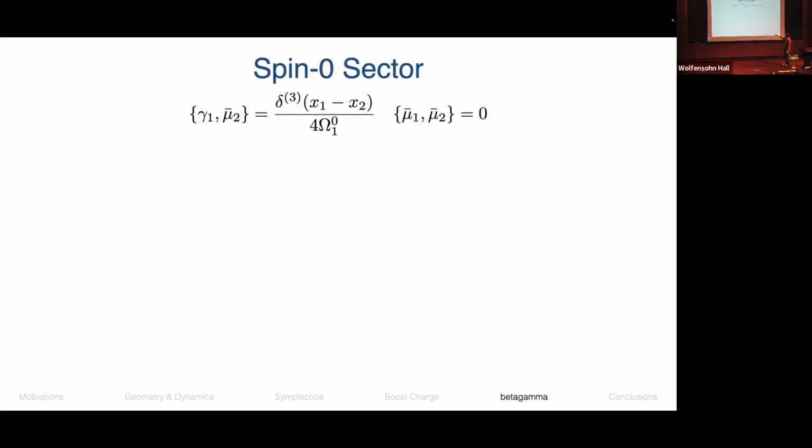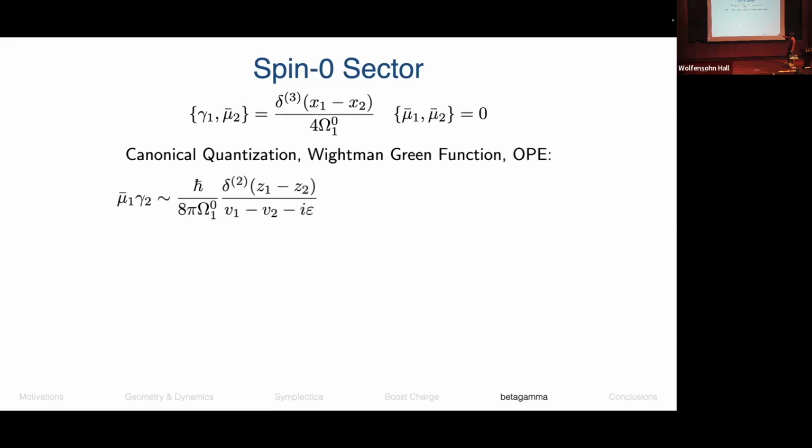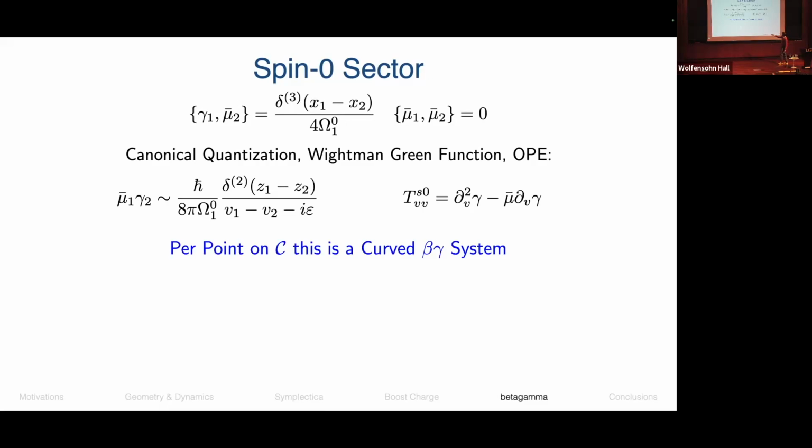Okay? Then, let me make some further comments. So if I take the spin 0 sector, which is now completely decoupled, and work only on this, the Poisson brackets are written here. So in particular, also mu becomes a commutative field. And this is very important for what I'm going to say. Then if I suppose I just canonically quantize and I consider Wightman functions, the OPE I get from here with the right epsilon prescription is this one. And I just remind you that the stress tensor is this one. And now notice that per point on the cut, so if I forget about this delta 2 and I assume my fields are only functions of V for the moment, per point on the cut, this is actually exactly equal to the OPE and stress tensor of a curved beta gamma system.